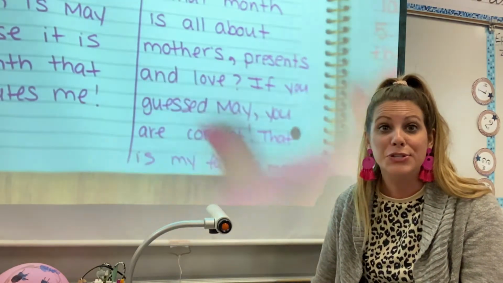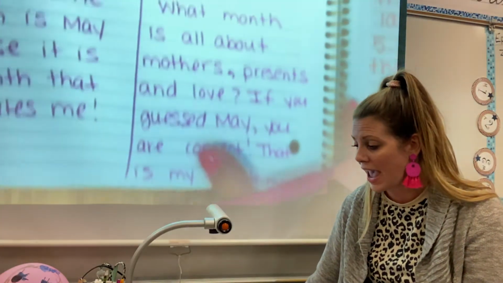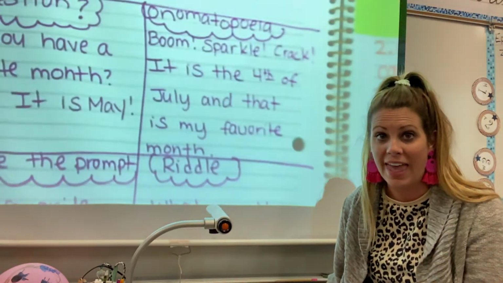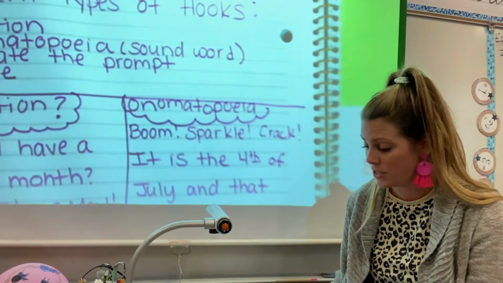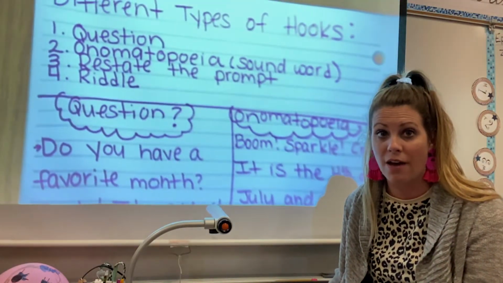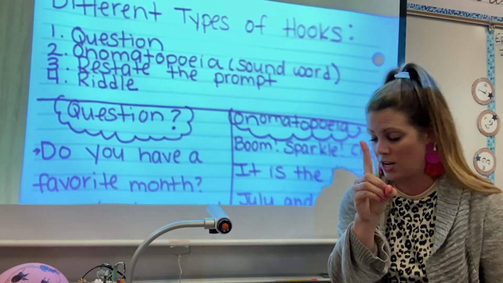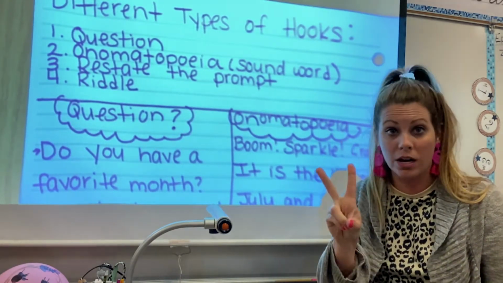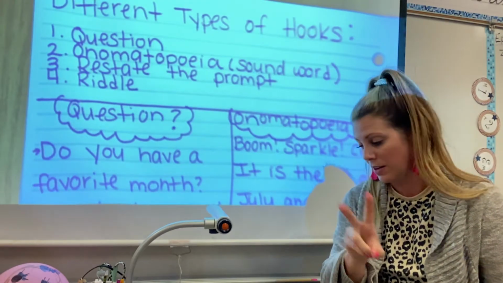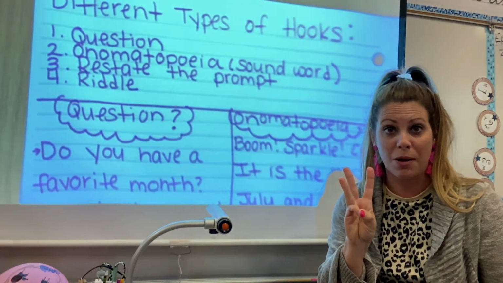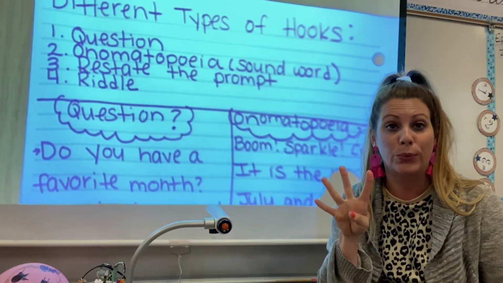All right, so there we have it. We have come up with our 4 different types of hooks. Say them with me. Question, onomatopoeia or a sound word, restating the prompt, and a riddle.